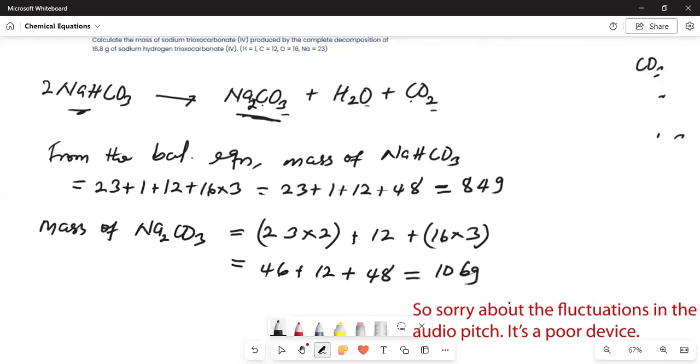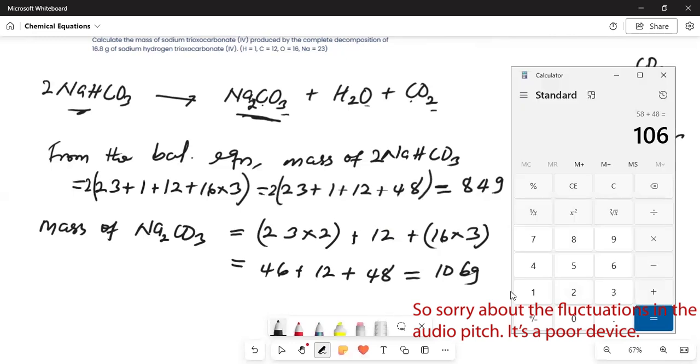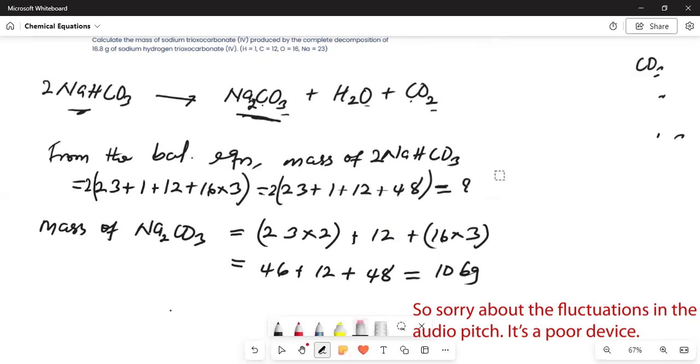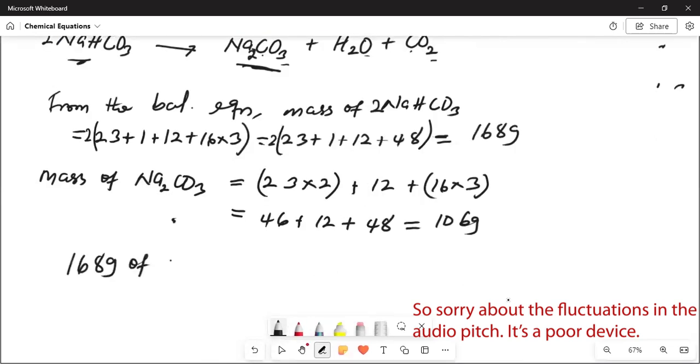Meaning from this balanced equation, 84 gram of sodium hydrogen carbonate. Okay, it's actually 2 moles of it. I omitted that. The mass of 2 moles of this, that will be 2 times this, and 2 times 84. That should be 168. Sorry, 2 times 84, yeah, 168. This is supposed to be 168 gram. Okay, from the balanced equation. So therefore, 168 gram of sodium hydrogen carbonate yields 106 gram of sodium carbonate.